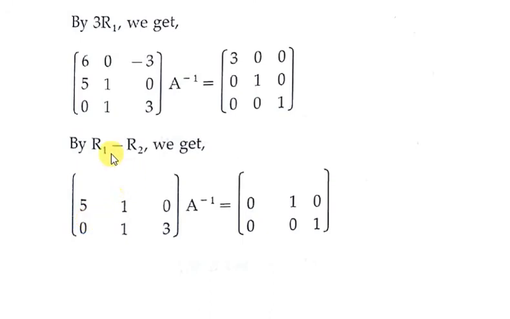Now begin with the values one by one. In the first column, R1 is 6 and R2 is 5. We substitute in the equation R1 minus R2, so we get 6 minus 5, and 6 minus 5 is 1. In the next column, the value of R1 is 0 and R2 is 1, so 0 minus 1, the result is minus 1. In the next column, R1 is minus 3 and R2 is 0, so R1 minus R2 is minus 3 minus 0, which is minus 3.